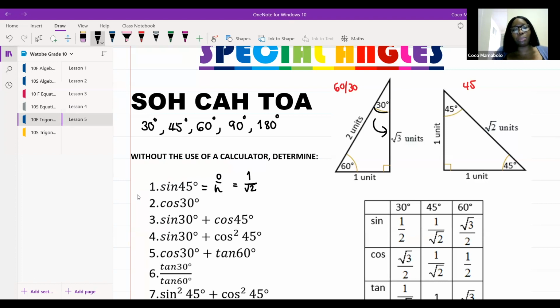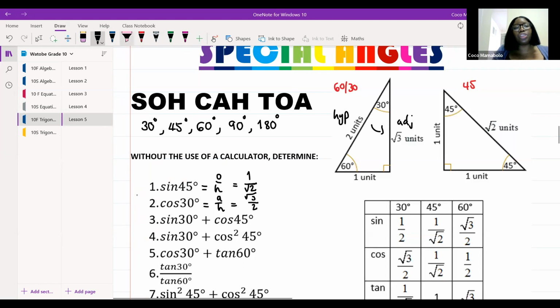When I need to go to my cos of 30, I need to go to my 60-30 triangle, and look at where 30 is. I know that cos is adjacent over hypotenuse. So in this case, I get my adjacent, which is the root of 3, over the hypotenuse, 2.